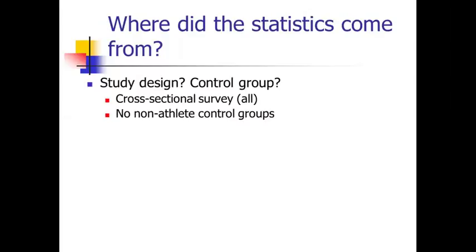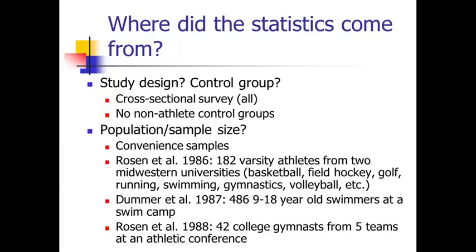If you look carefully at the studies, they're very limited in their study design. So they're cross-sectional surveys. They don't have a non-athlete control group. So there's no control group. It's just a survey. It's self-report. What were the populations? These weren't random samples of athletes. These were just convenient samples.